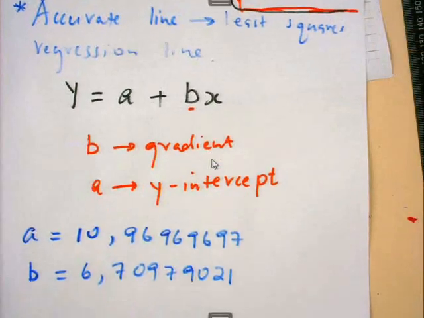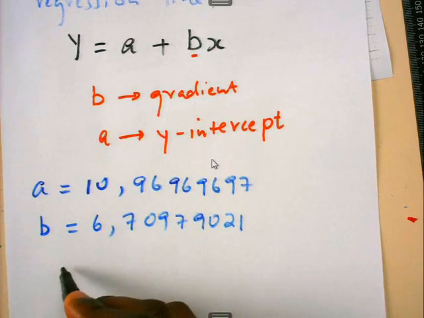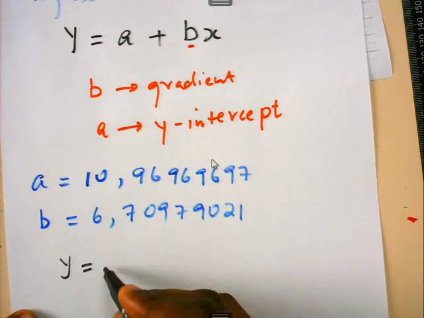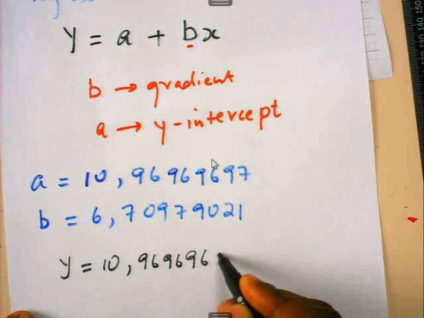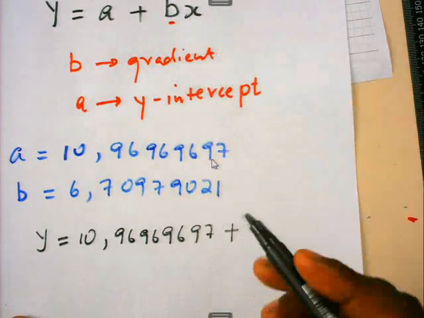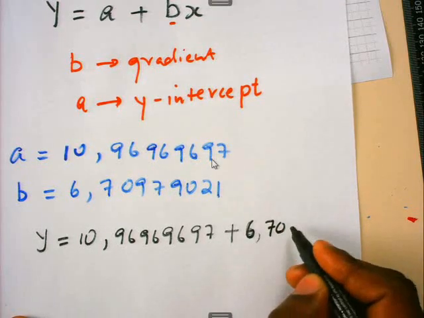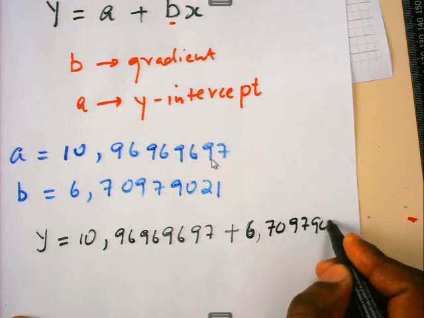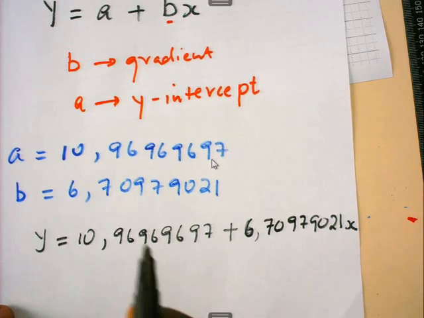Now already we agree. Look at this now. The equation of our regression line, the line that we are going to draw, the equation now is y equals A, which is 10.96969697, plus, do you agree with me? Bx, the value of B from the calculator, 6.70979021x. Do you see that? That is the equation of the line we have here.